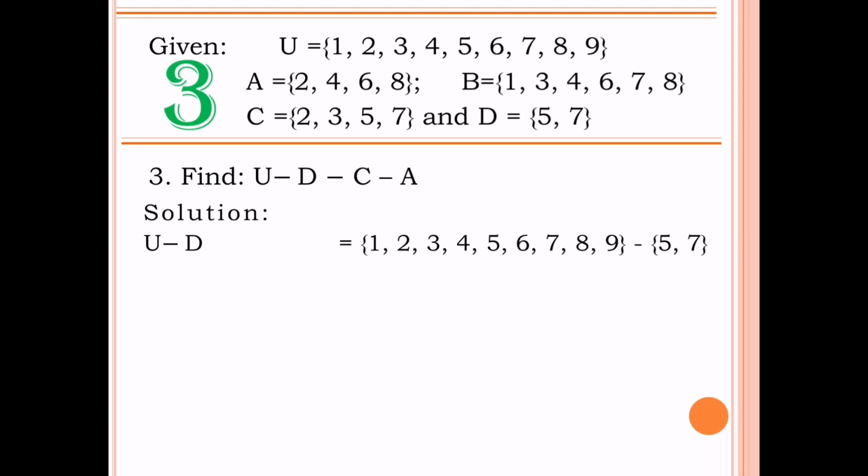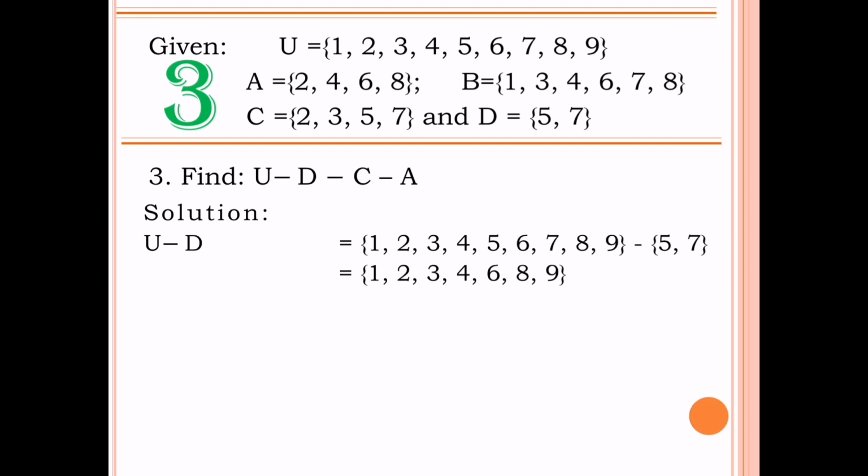We're going to bring down all the elements of the universal set minus, or set difference to, the elements of set D. Now when we say set difference, the keyword is the difference, especially from the first set to the other set. So you're going to observe what are the element or elements that are not present in the other set. In this case, we have 5, 7. So 5, 7 is present in set D. Therefore, we're going to bring down everything except 5, 7. So we have now here 1, 2, 3, 4, 6, 8, 9.